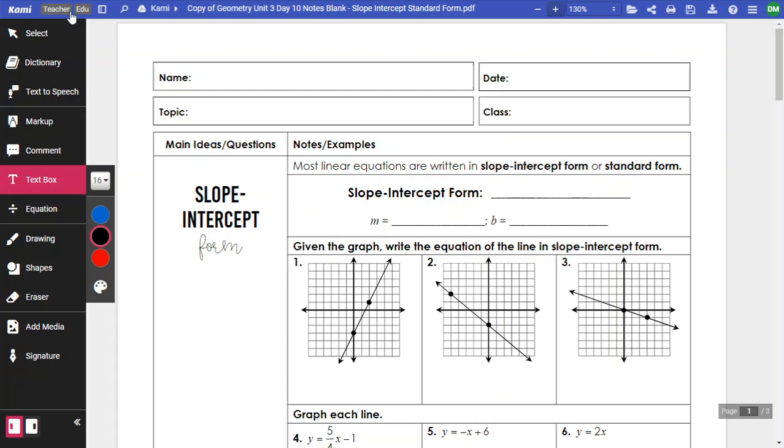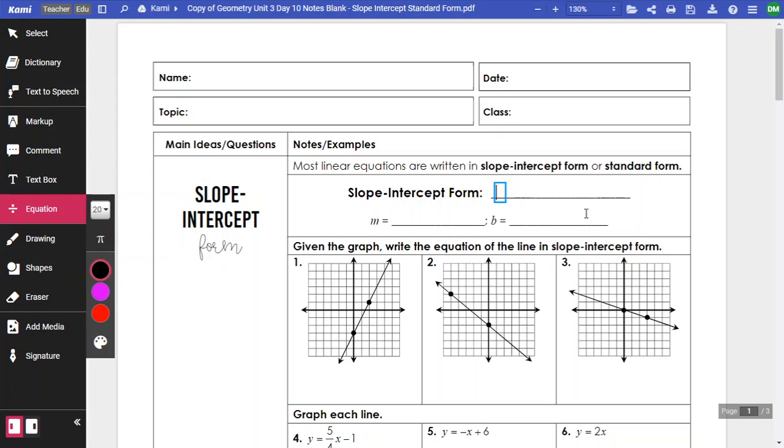So to get the actual notes part out of the way here, our slope-intercept form is something that I hope you've seen before in the form y equals mx plus b. So this is a pretty standard way to put an equation of a line, especially if you want to graph it. So we'll see why that works really well for graphing in just a minute.